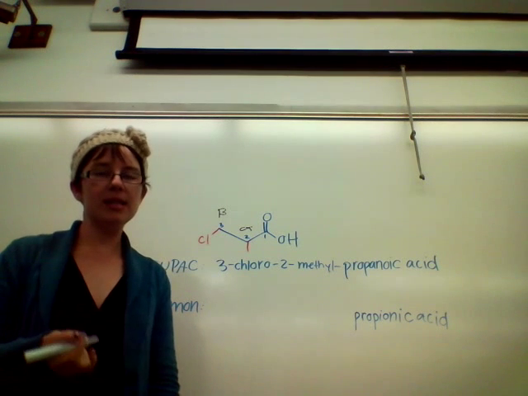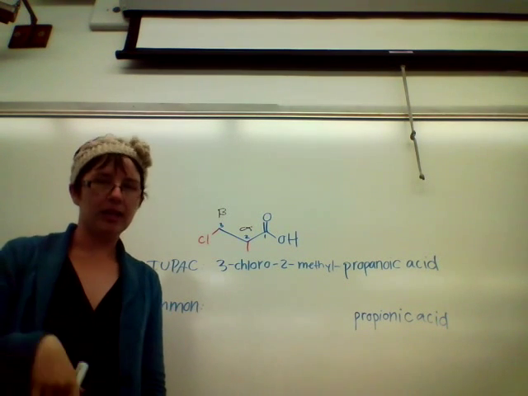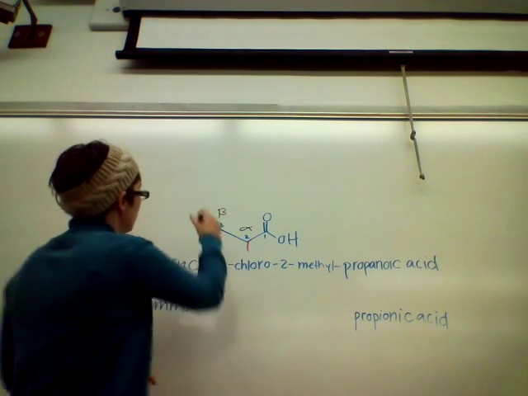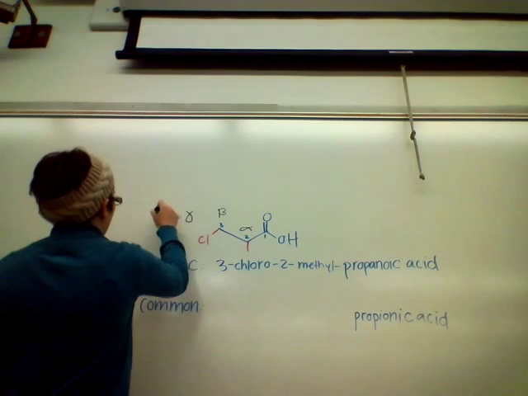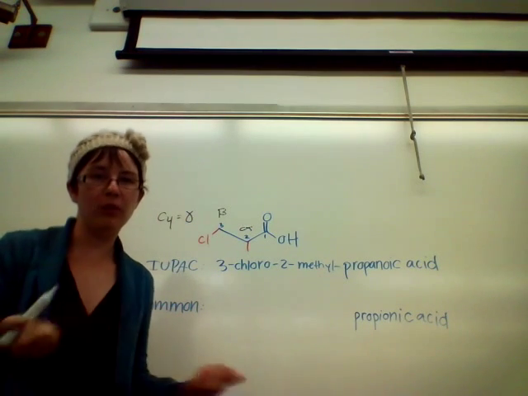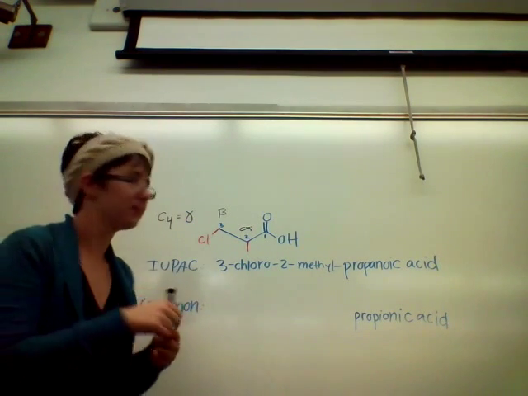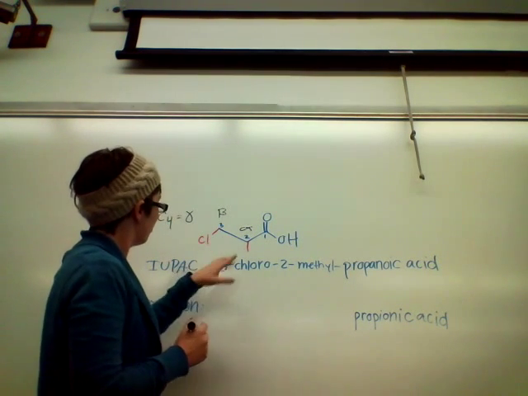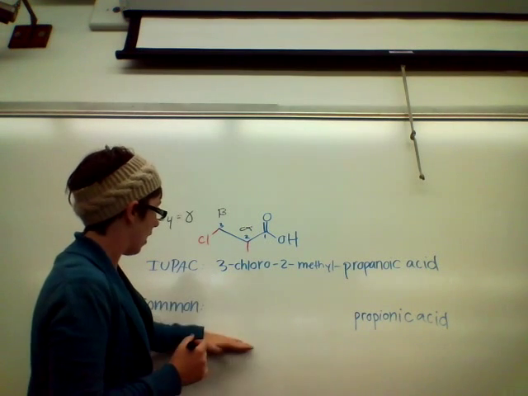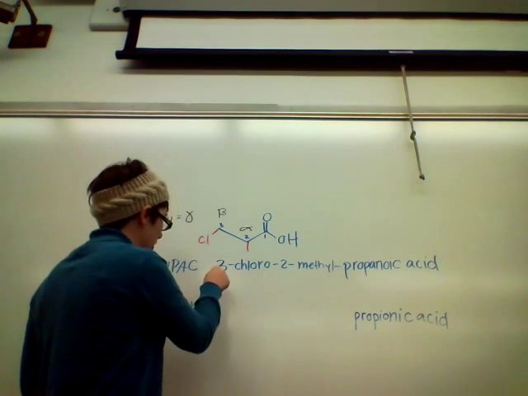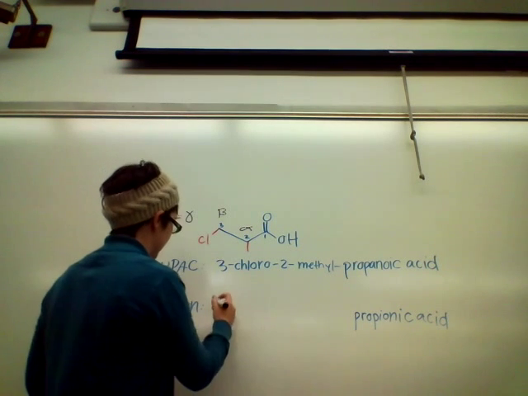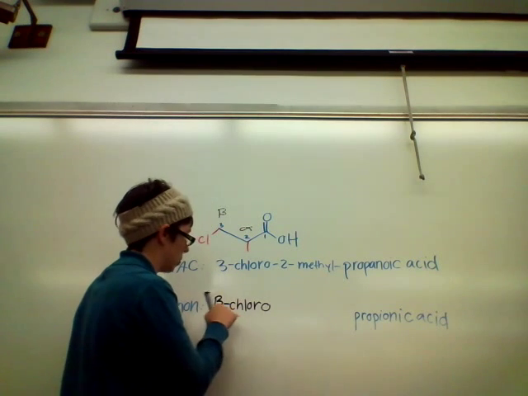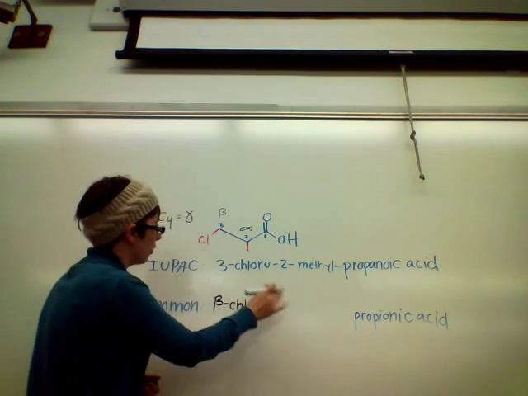For your purposes, you only need to know alpha, beta. Depending on what semester you're in, you might need to know gamma. Gamma would be carbon 4, if you need to know that. This semester they didn't do it. Anyway, so we have the same name now, but instead of saying 3-chloro, we're going to say beta-chloro. And you're going to do a hyphen between.